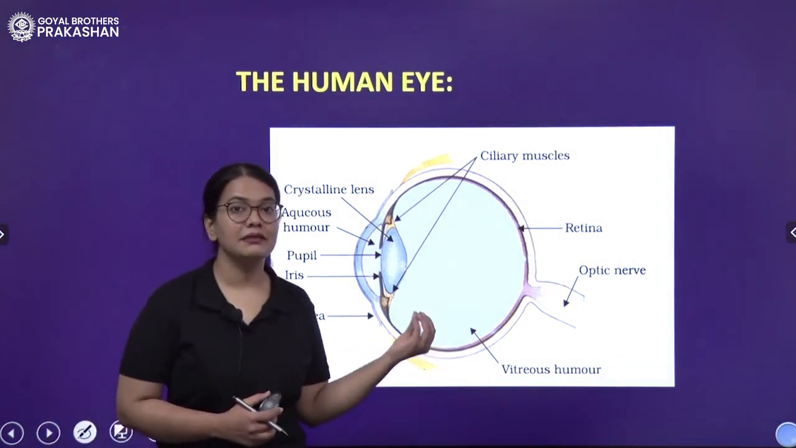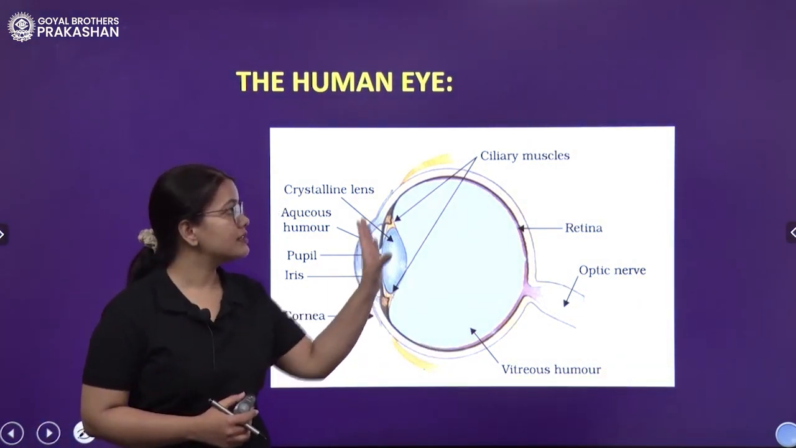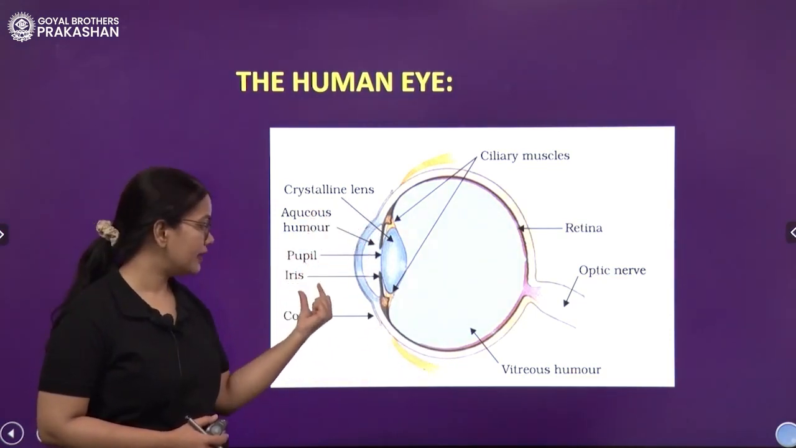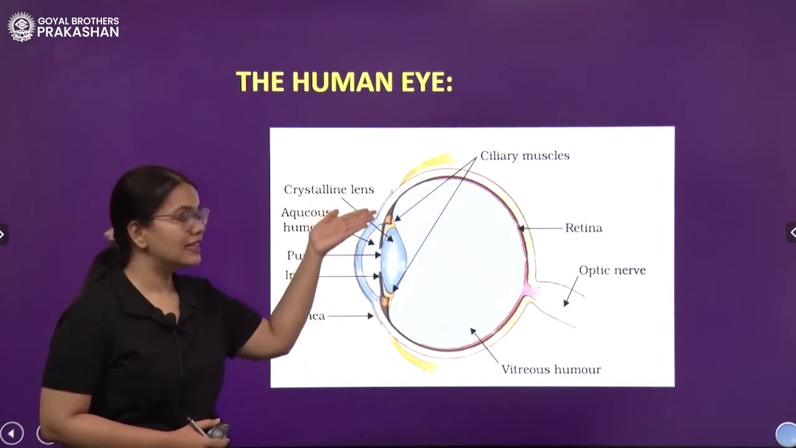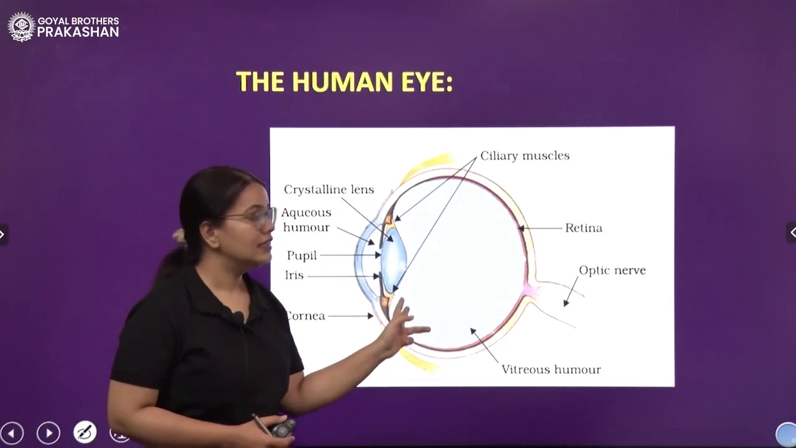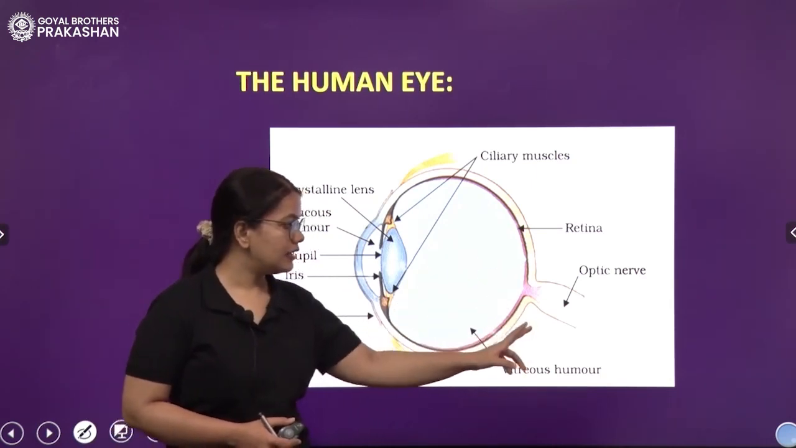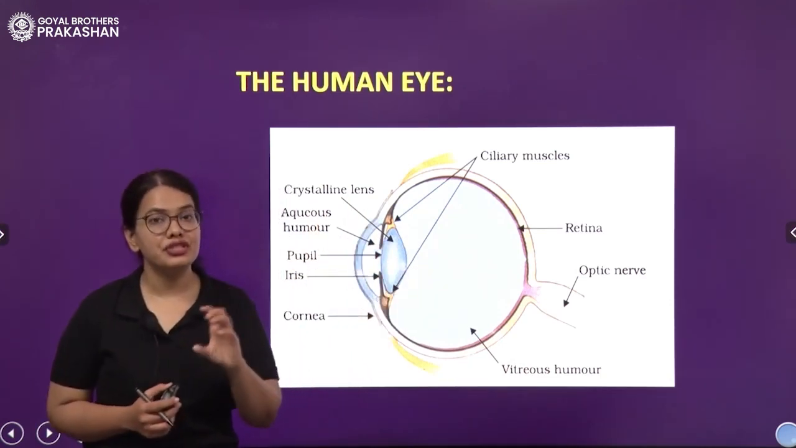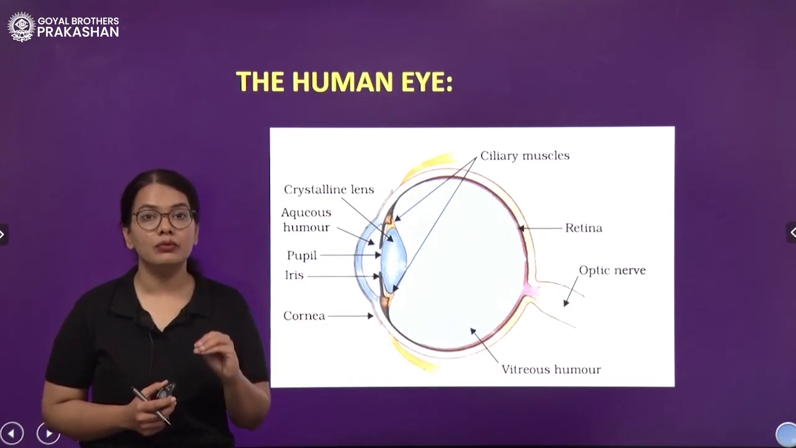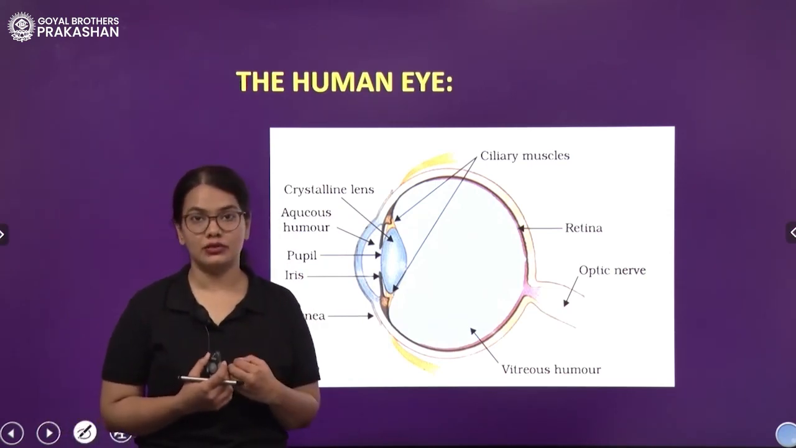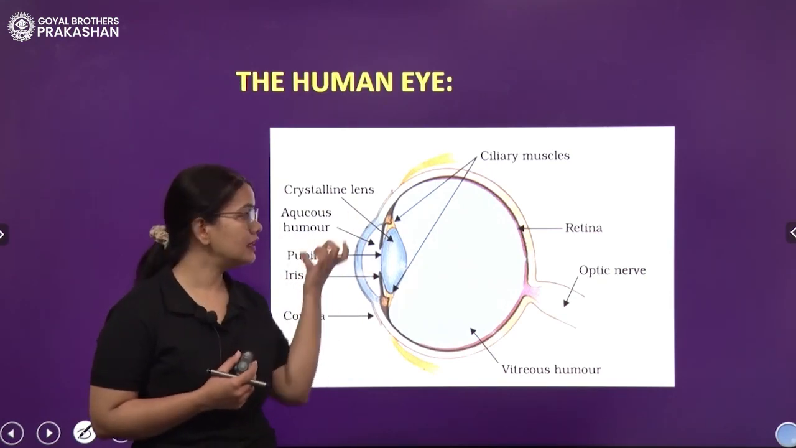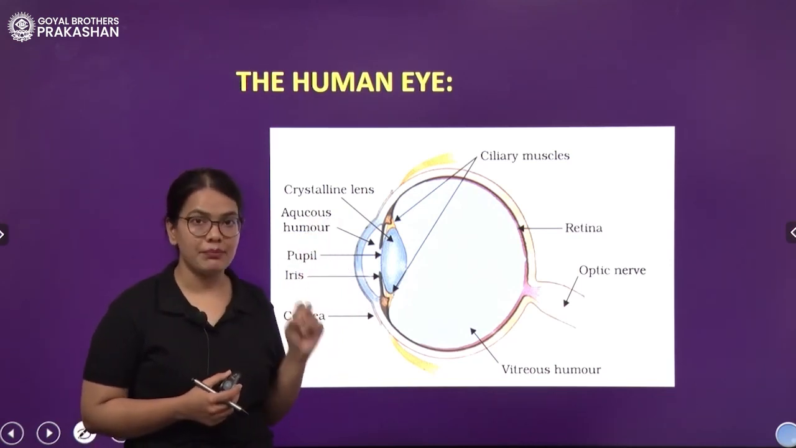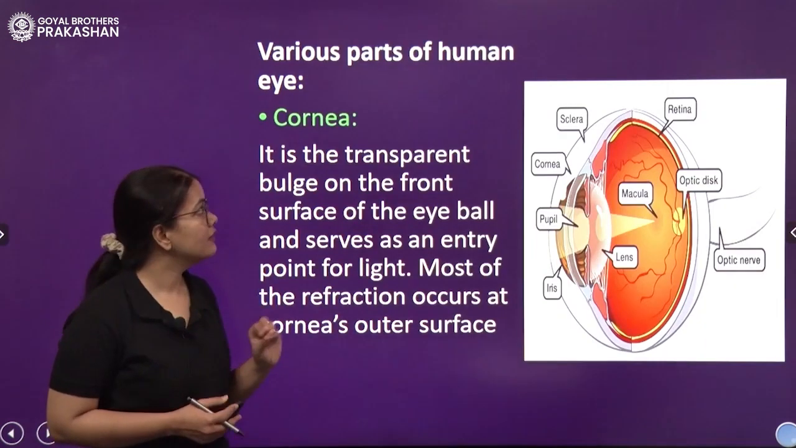This diagram is a schematic diagram of the human eye, which represents different components. Let's say you have pupil, you have iris, you have cornea, you have crystalline lens, then on this side you have ciliary muscles, retina, optic nerves, vitreous humor. All these different components function together to enable humans to see the objects that are lying around us. Now we will study each component separately and its function. Let's begin with the first component.